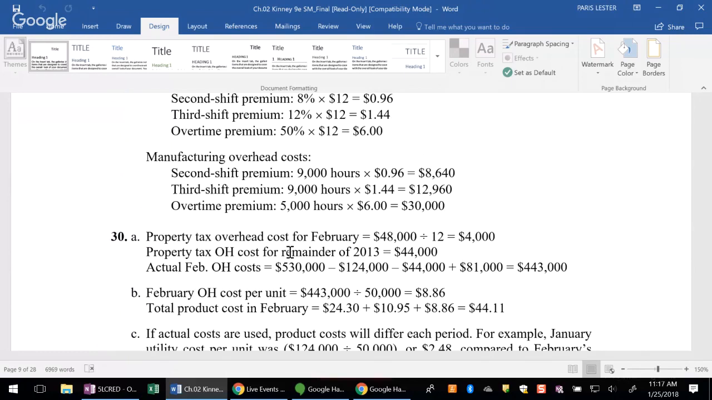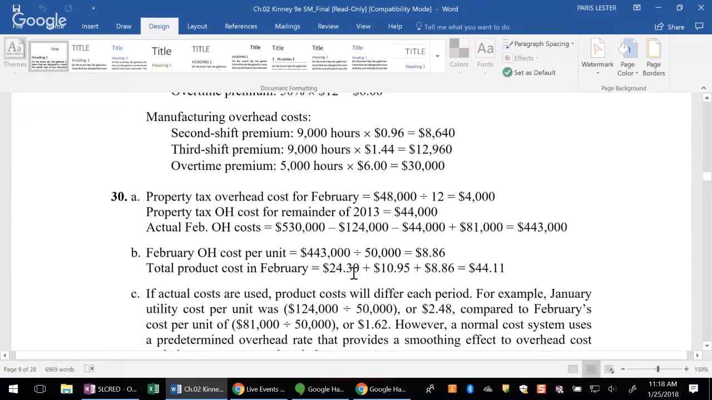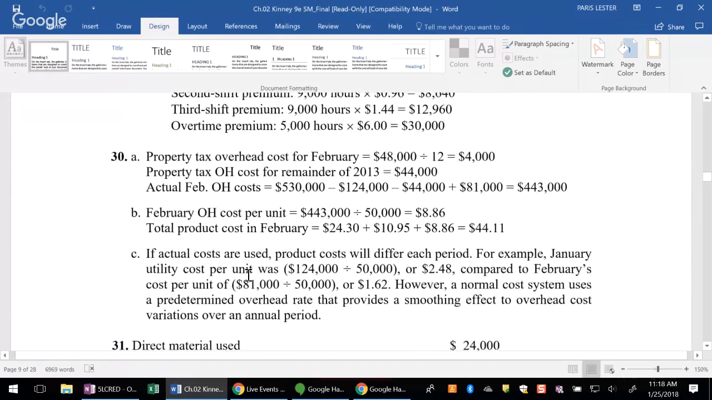Okay, but to finish this one, actual per unit direct materials and direct labor costs were 2430 and 1095. What was the actual total product cost? All right, now that should be easy. We got 443,000 divided by 50,000 units is 886. Add the materials 2430, labor 1095, overhead 886. The cost per unit is 4411. Now that was just a thinking little exercise.